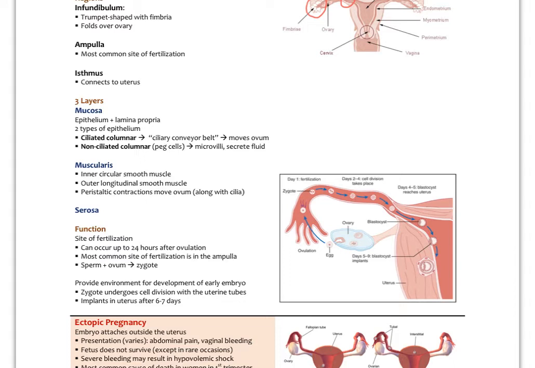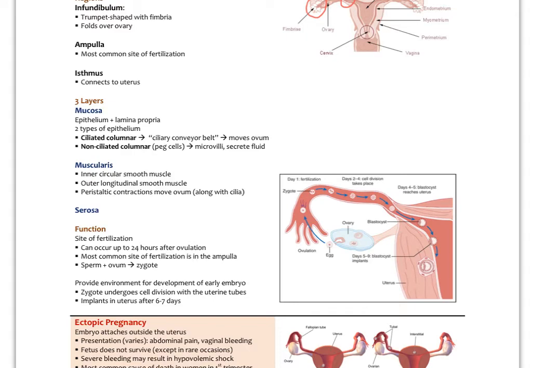There's an inner circular smooth muscle layer and an outer longitudinal smooth muscle layer, and there are different peristaltic contractions which move the ovum down, and that's also assisted by the cilia. So both the muscular contraction and the cilia help to propel the egg down the fallopian tube. And then there's a serosal layer on the outside.